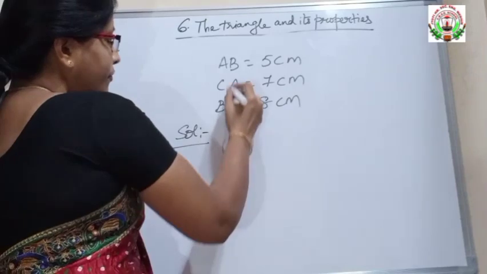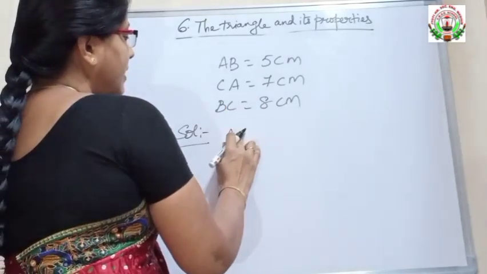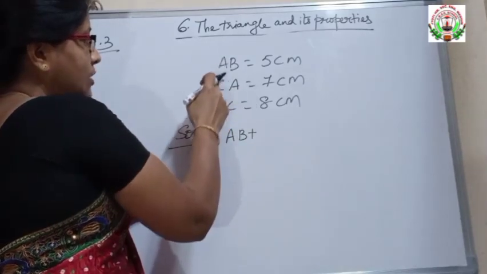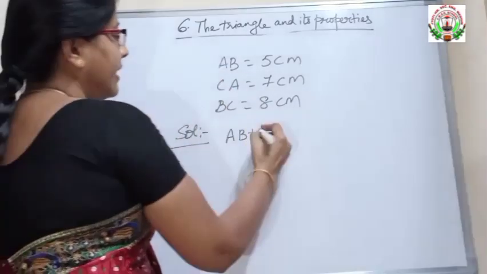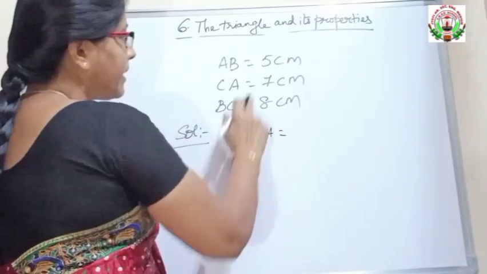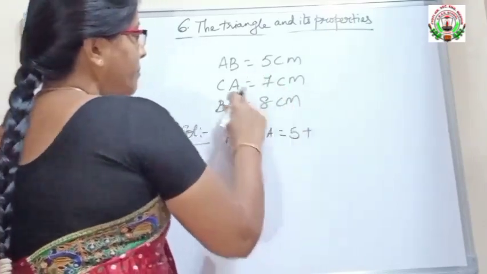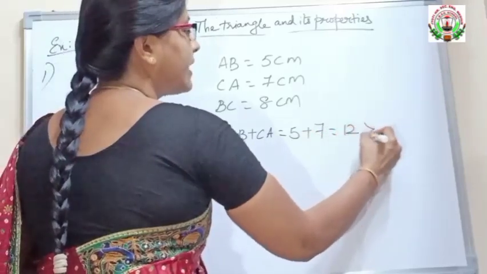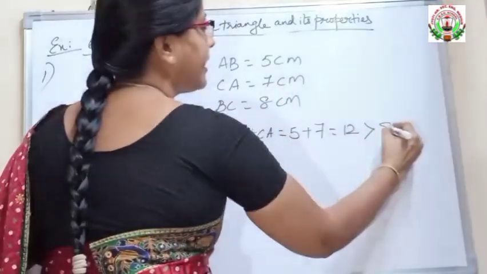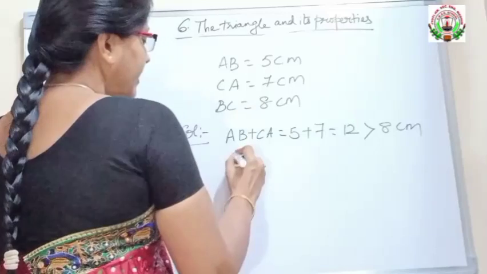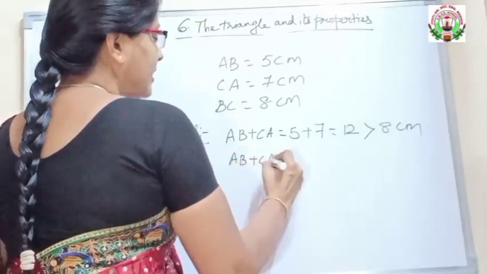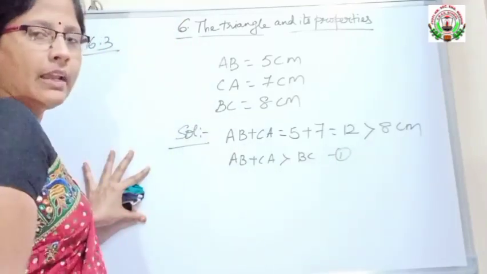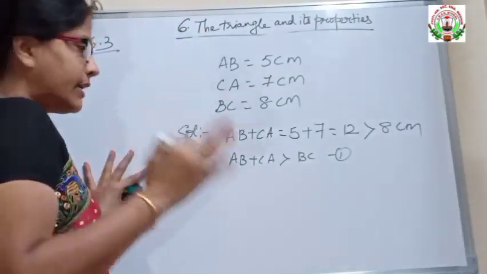Solution of this. First we have to add AB and CA, two sides at a time. AB plus CA. AB is given as 5 centimeters, CA is given as 7 centimeters. 5 plus 7 is 12. See, it is greater than the third side, 8 centimeters. That is, AB plus CA is greater than BC. This is 1. Like this we have to check 3 times.